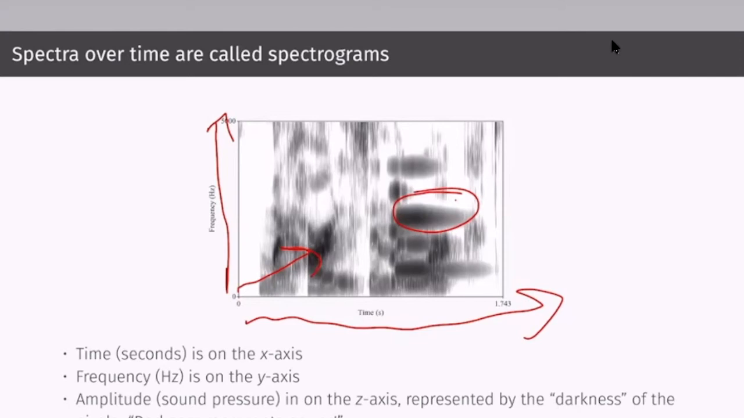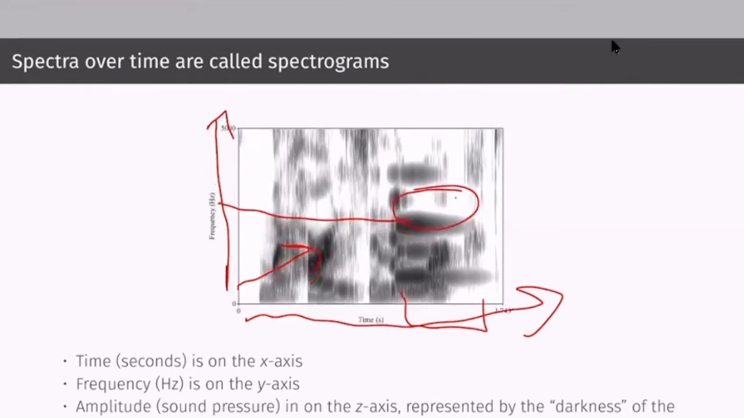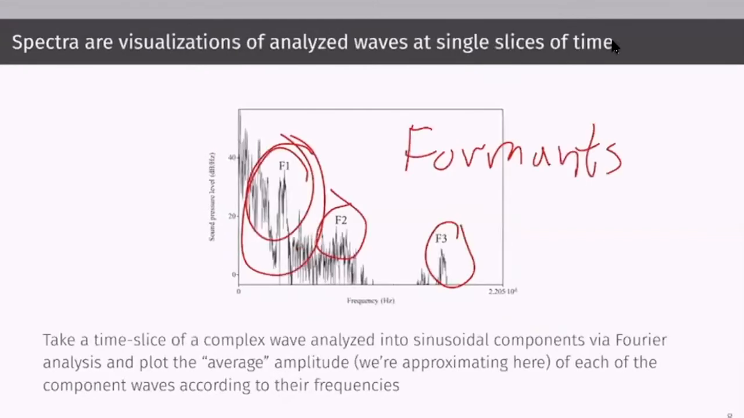Okay, so at this time range, at this frequency, there's a relatively high amplitude. And in fact, it's probably a bunch of sine waves, a bunch of simple waves that are next to each other that are relatively high in amplitude in that region. So that looks like what we call a formant, which we talked about back here when we were looking at a spectrum.